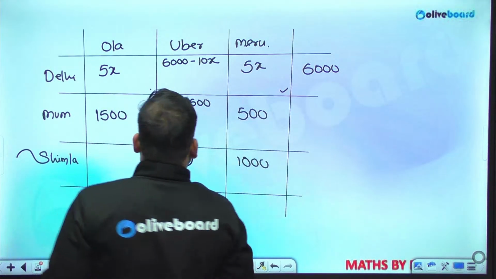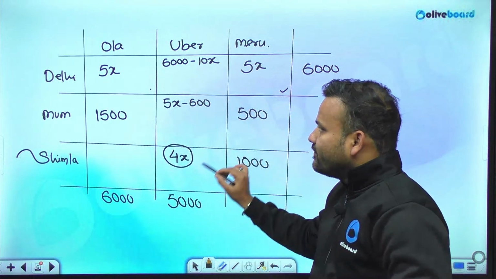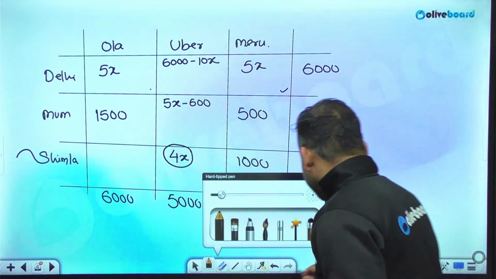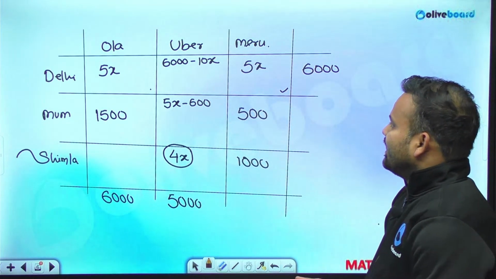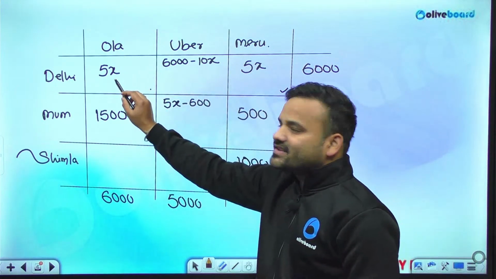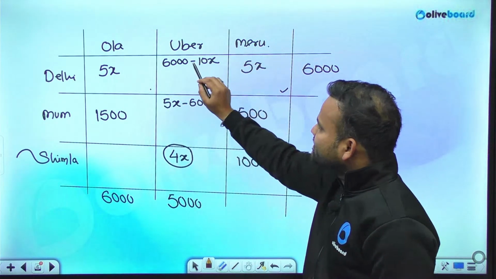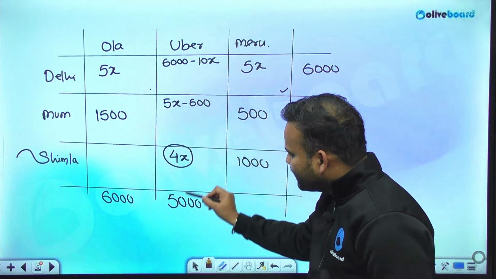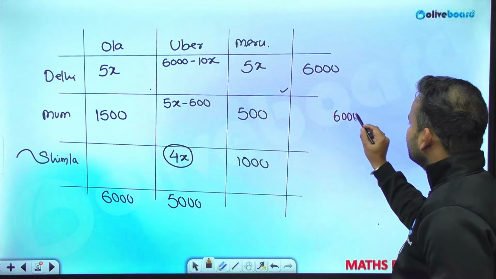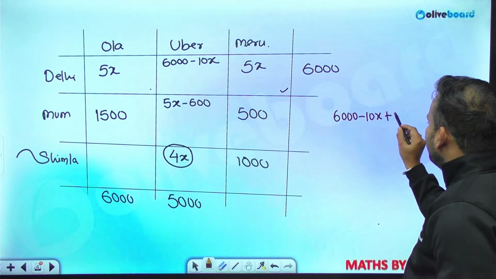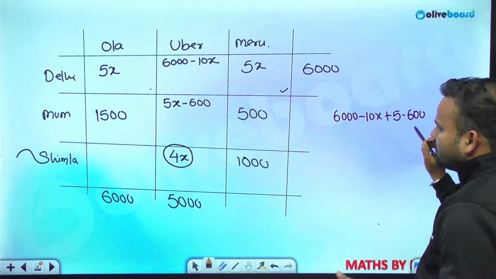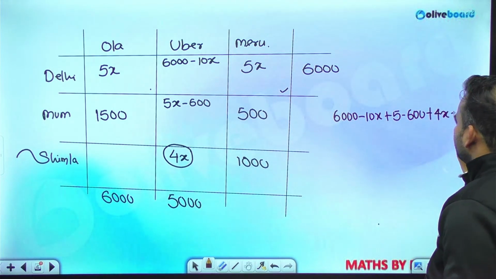So मेरे पास ये डायग्राम है और मेरे पास x unknown है. We don't know the value of x and even this block is empty, है ना. Let me count this. Addition of all these values will be 6000, right? So this was 5x and 5x, 10x. So 6000 minus 10x ये आ गया. Addition of all this value will be together 5000. So on adding this value, I'm getting 6000 minus 10x plus 5x minus 600 plus 4x is equal to 5000.